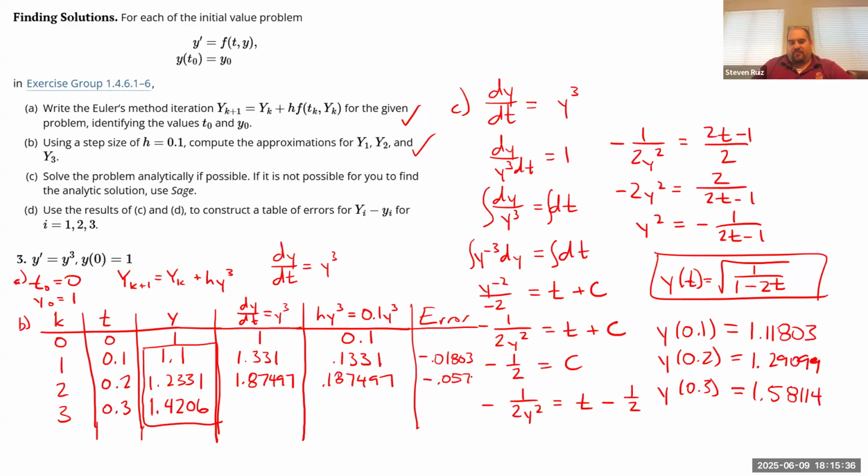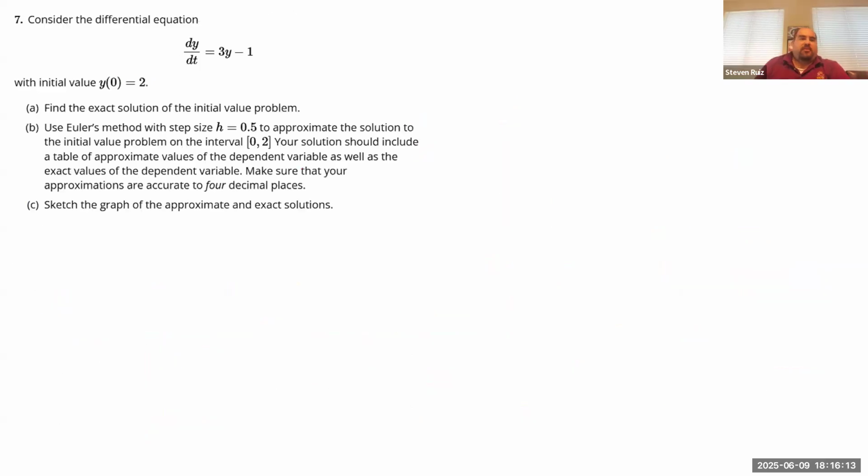And this is a predictable problem with Euler's method, that whatever errors you have, they're typically going to start small, but they're going to compound. So finally, what's my error? 1.4206 minus 1.58114. So these are my errors from part D. So that is all from question 3. Let's go ahead and move on to our next question.